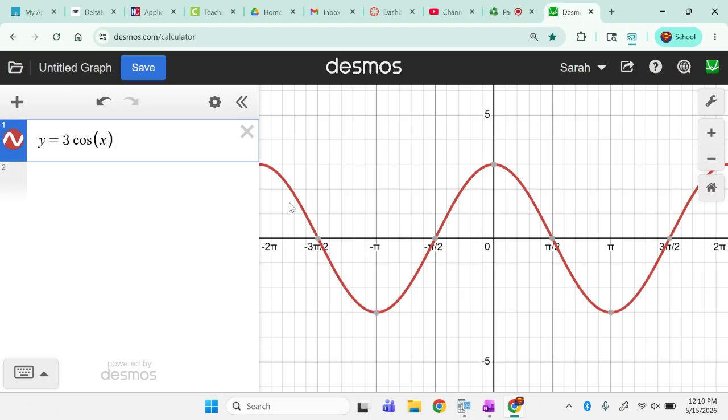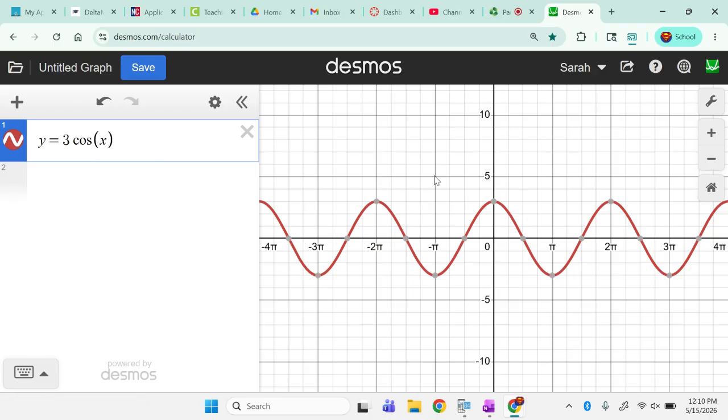Now, notice how they mark everything for you. So if you zoom out a little bit, you want to go from negative 2 pi to 2 pi. So if you click, all of these are all the points that you want to plot.